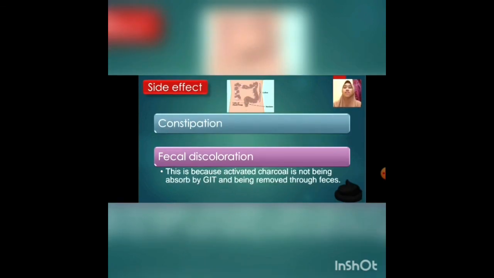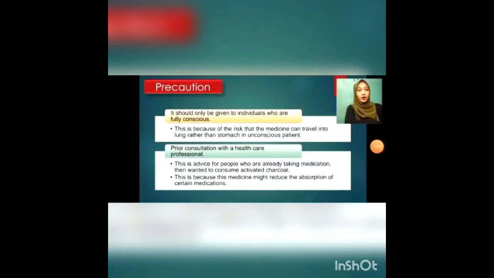Next, activated charcoal can cause constipation as it slows down bowel activity, and fecal discoloration because it will be removed together with the poison. For the precaution, it should only be given to those who are fully conscious, considering the risk that it might travel to the lung instead. It is also advised to have a prior consultation with doctors before consumption. This is because activated charcoal might reduce the absorption of certain drugs.